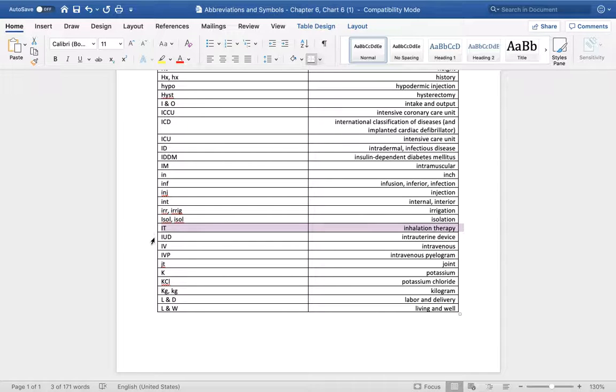IUD is intrauterine device. Intra means through. Uterine means the uterus. So this is a form of birth control where it's like a prong with two arms sticking off of it, and it goes through the uterus into the oviducts, and it's an internal form of birth control.